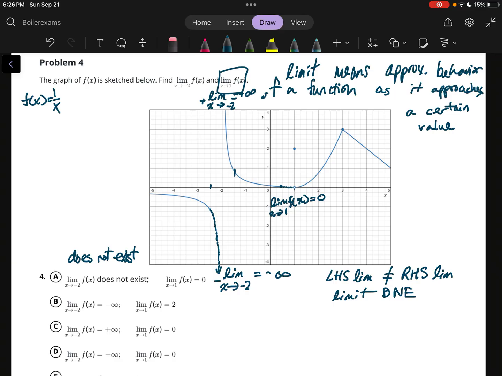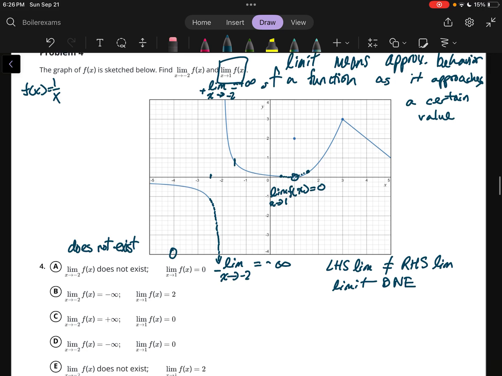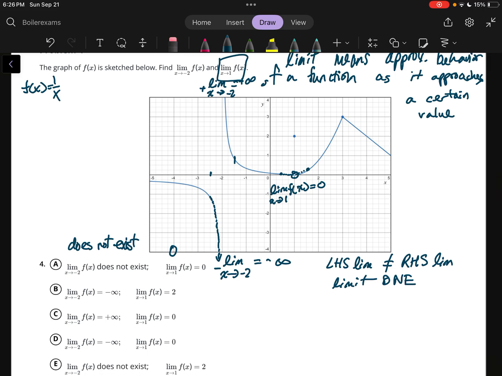And now we do the same thing on the other side. Maybe I'll start around 1.5. And then as I'm going closer and closer to x equals 1, I can see, okay, it looks like it ends up around the point (1, 0). So both the left-hand side and the right-hand side limits are equal to 0. So therefore, we can say that the answer for the second part is 0 as well. So therefore, the answer to question 4 would be A.